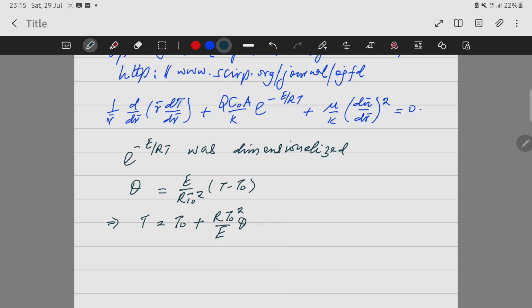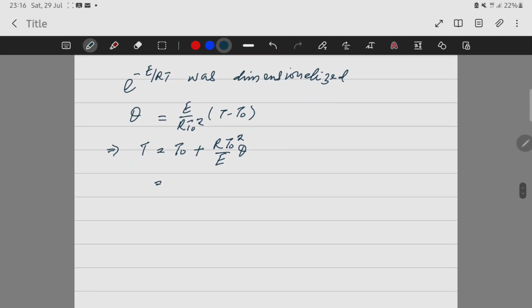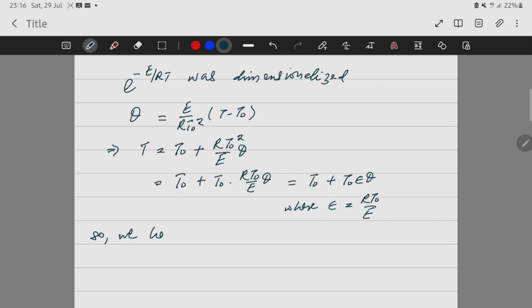And this one is the same thing as T naught plus T naught dot R T naught by E into theta, and this is equal to T naught plus T naught epsilon theta, where epsilon is taken as R T naught by E. So we have T should be equal to T naught into 1 plus epsilon theta. So I call this one equation 1.